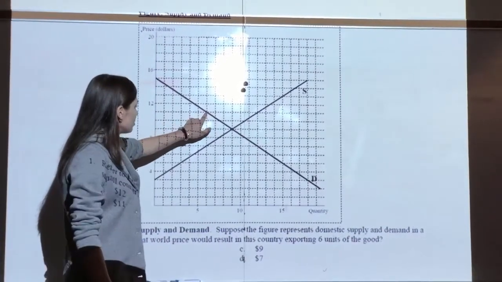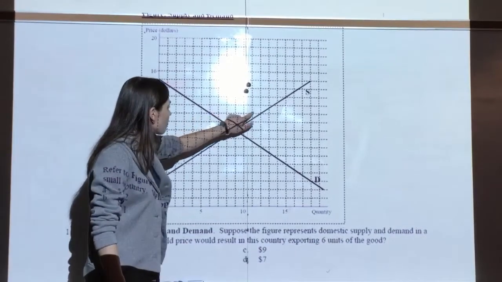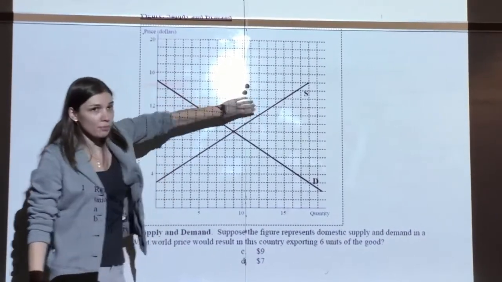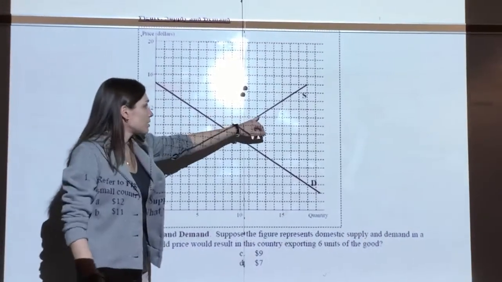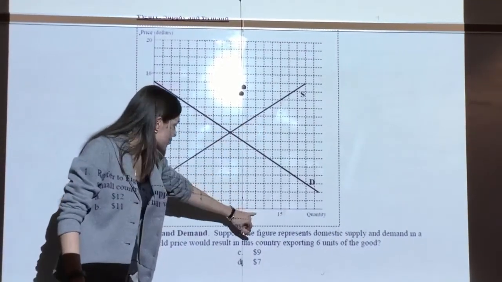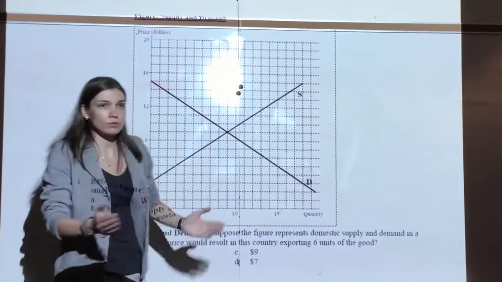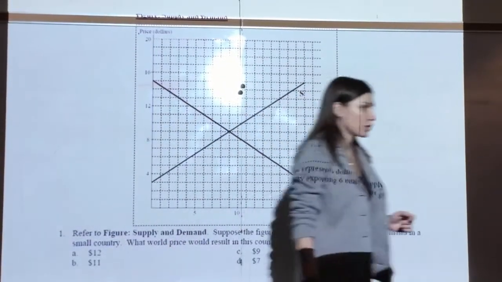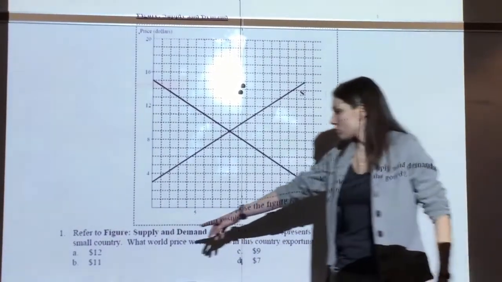Where is it? Here? At the price of 11, I guess. So it's 1, 2, 3, 4, 5, 6. Exactly. So at the world price of $11, the quantity supplied is going to be 12, and the quantity demanded is going to be 6, so the difference would be exactly 6, and that's the amount we're going to export. So the answer to this question is $11, B.